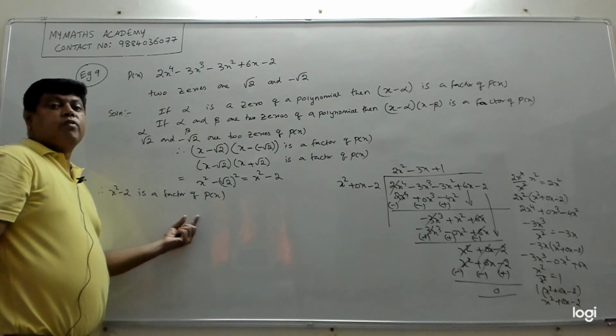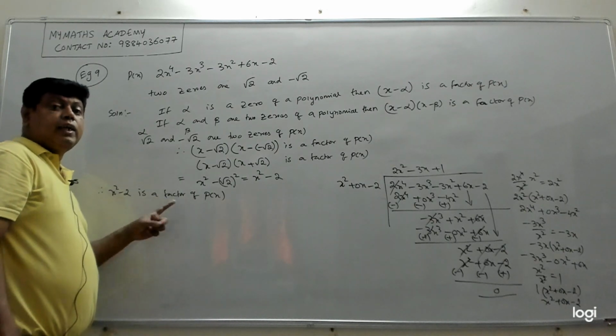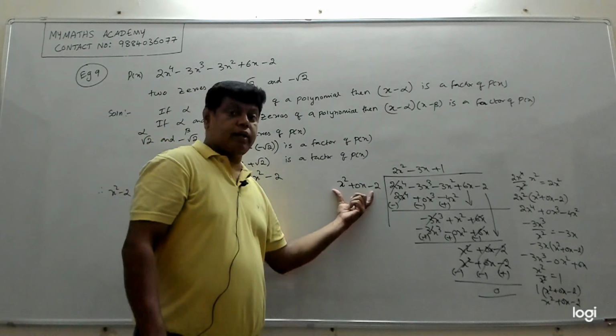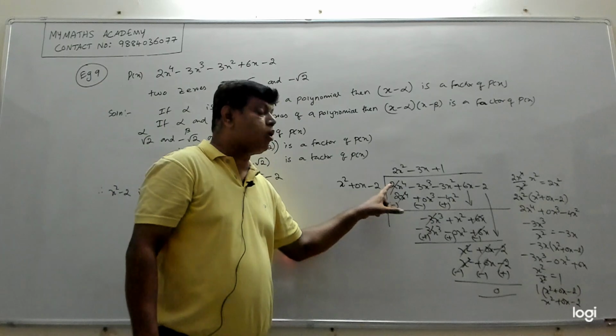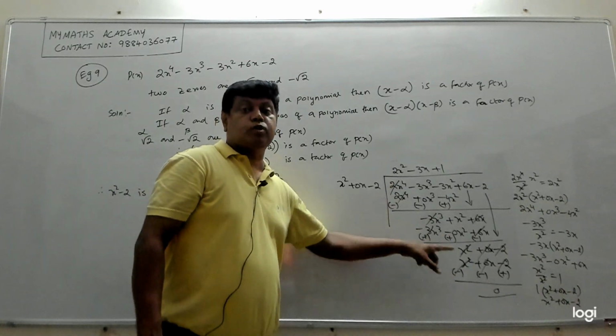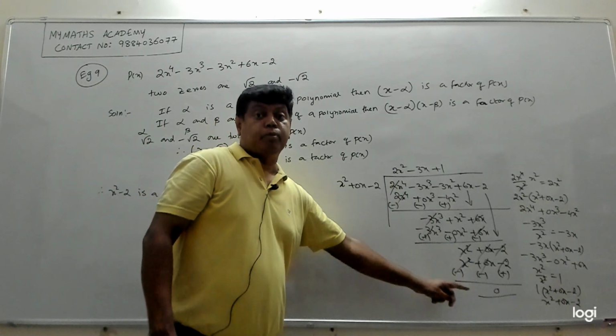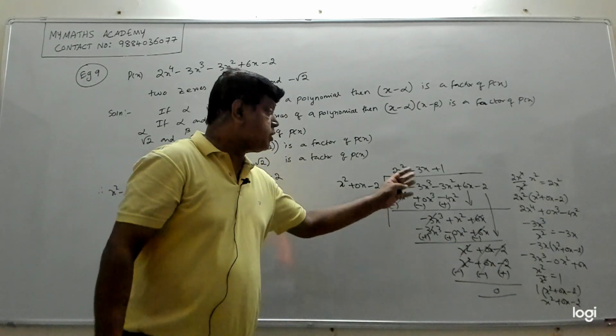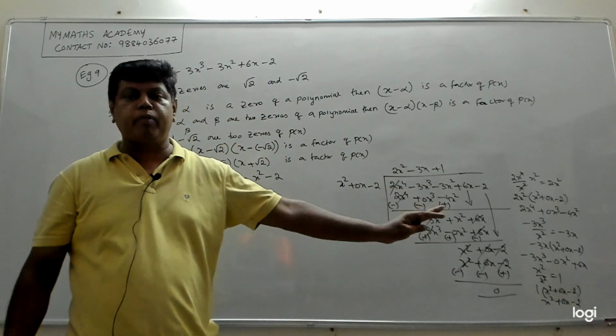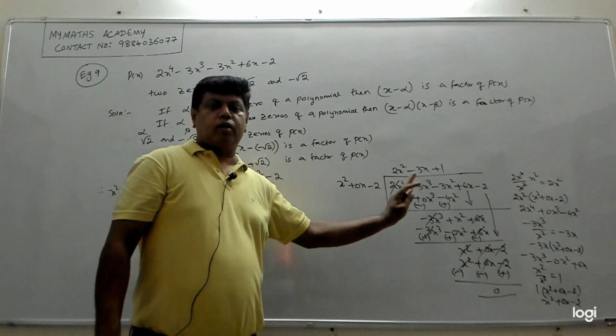And you must get the remainder as 0 because we know that x square minus 2 is a factor of p of x, which means x square minus 2 will exactly divide p of x, and that is what has happened here. X square minus 2 has exactly divided this polynomial p of x. Exactly dividing means what? The remainder should be 0. Suppose if you don't get the remainder 0, which means you made some mistake somewhere. Some plus minus, some minus you have missed, or some calculation mistake you have done.